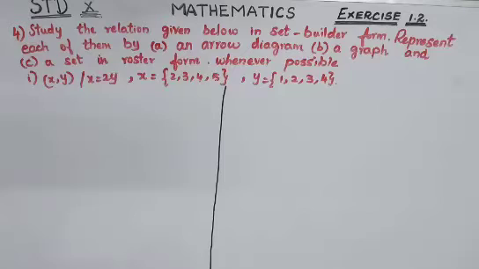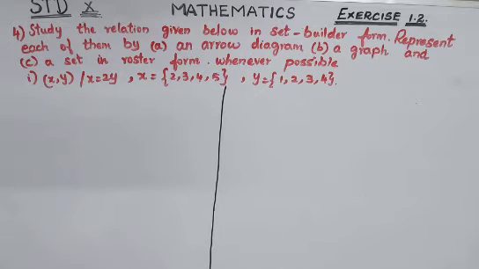Standard 10th Mathematics Exercise 1.2, fourth question. Study the relation given below in set builder form. Represent each of them by the 3 subdivisions given. A is an arrow diagram, B is a graph you'll have to draw, and C is a set in roster form you'll have to write, wherever it is possible.